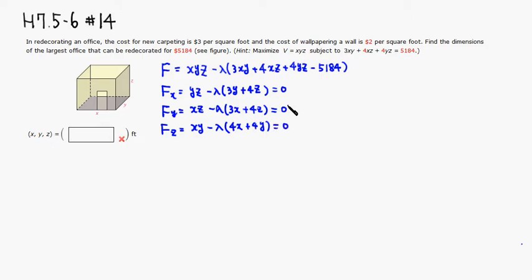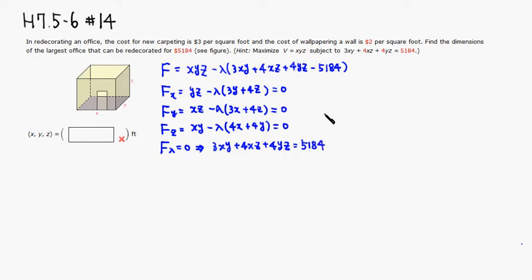Then the last one. Remember that if you take the partial with respect to lambda and set that equal to 0, that's always going to give you the constraint part. So I'm going to just write it down: 3xy plus 4xz plus 4yz is equal to 5,184.